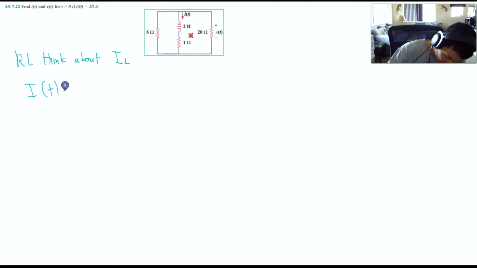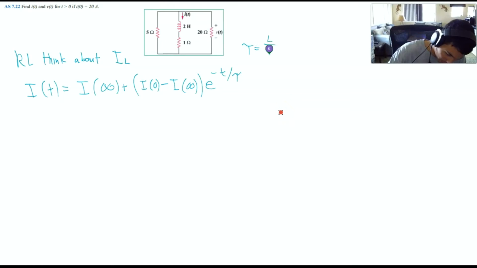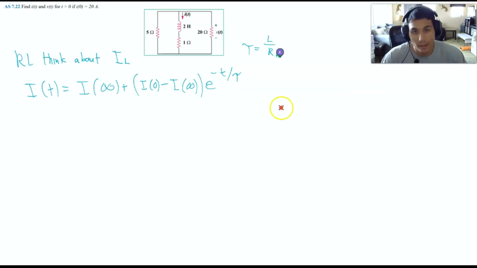I of t is equal to I of infinity plus parentheses I of 0 minus I of infinity, times e to the negative t over tau. Okay, so let's maybe find tau first. Tau is equal to L over R. And yeah, so we need to find the resistance that this inductor sees. Okay, so let's draw the circuit in this manner.